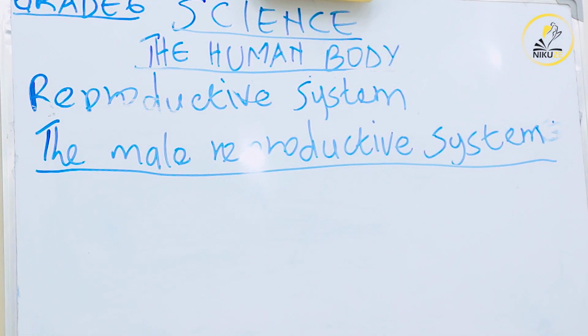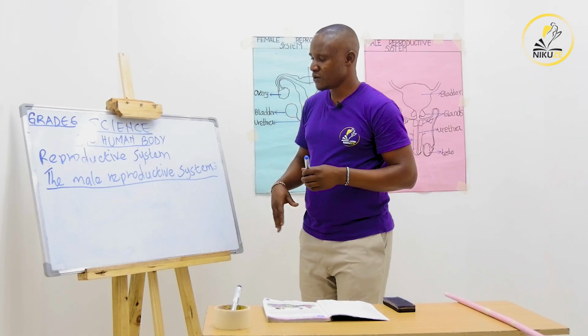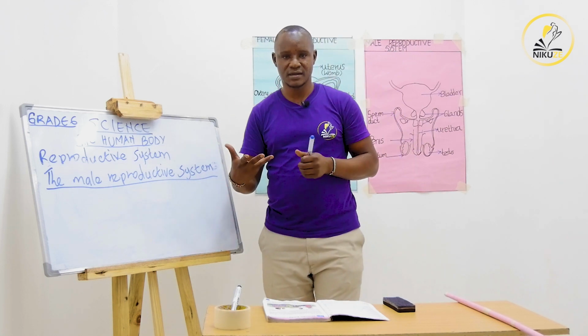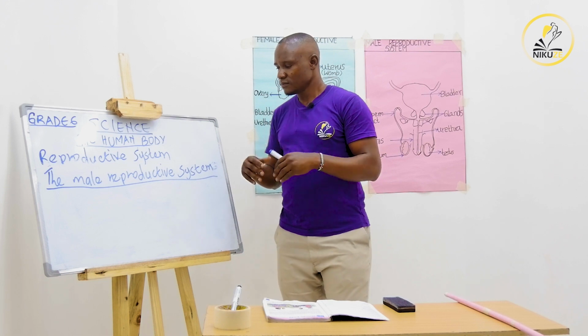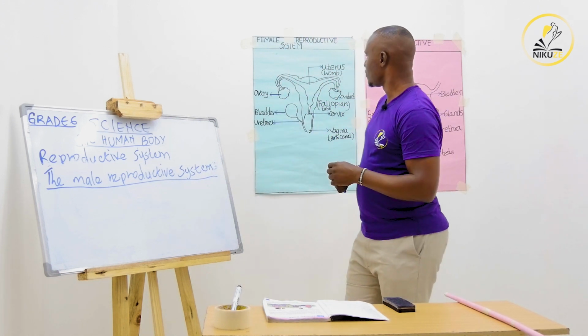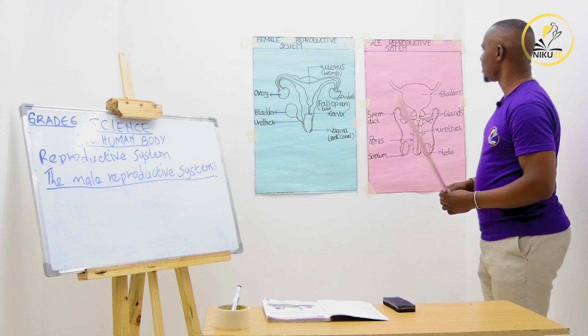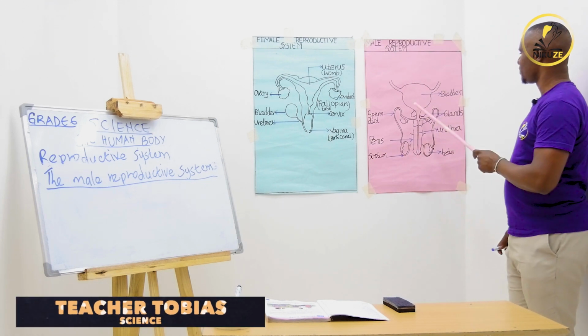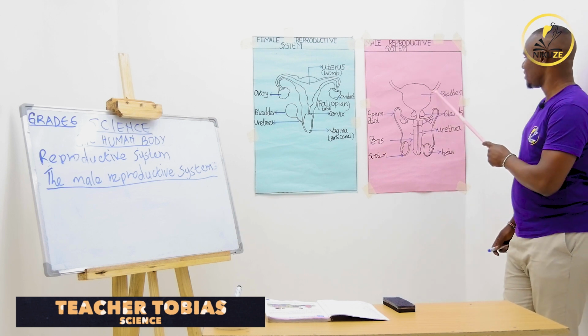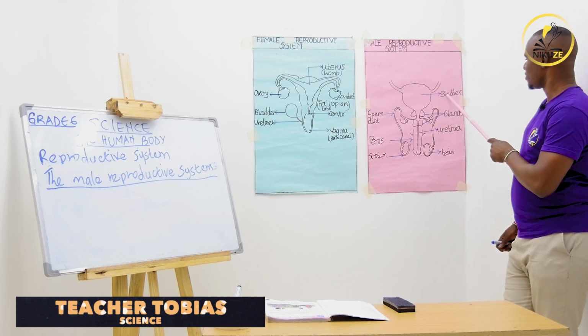Now, when we're talking of the male reproductive system, we are referring to parts of a man as a human being. Which parts are found in a man? We have got a chart which shows the male reproductive system. In our chart, we have got parts. We have the bladder.